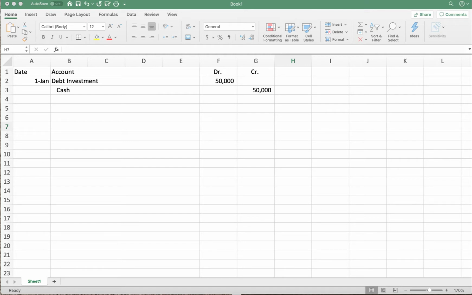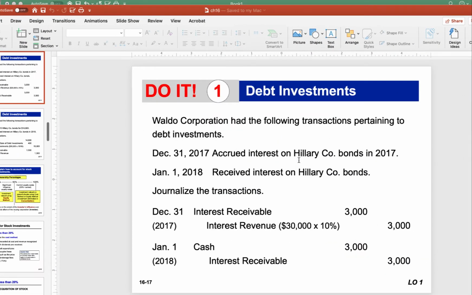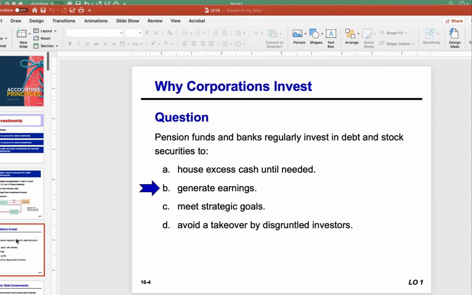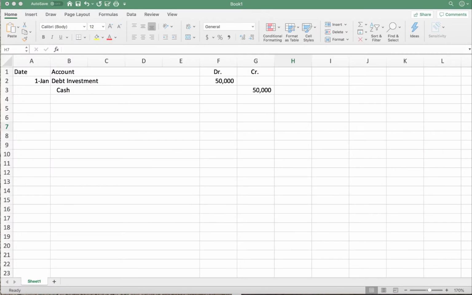Well, if you think back to our PowerPoints, they tell us whenever we book a bond, cost includes all expenditures necessary to acquire these investments, such as prices paid plus brokerage fees, right? Commission, if there is any. Now, in this example, there is none. But what if there was?